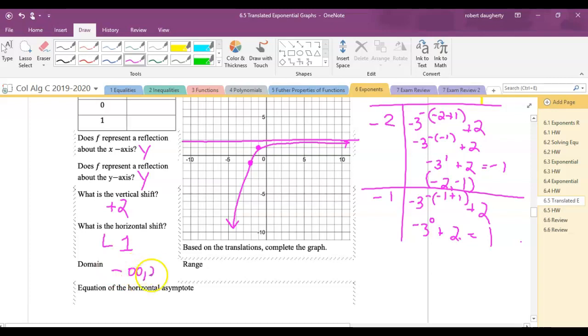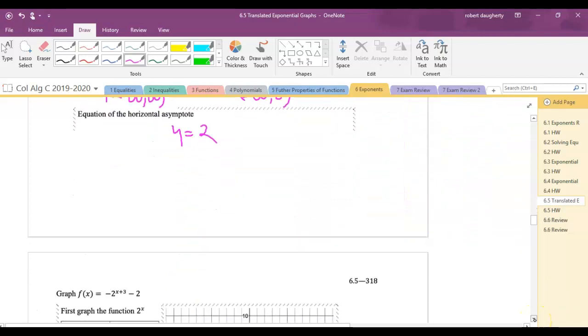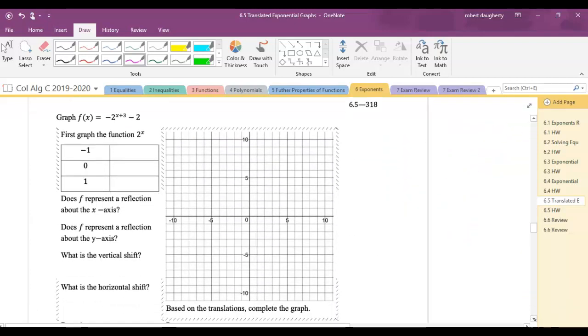So it's negative infinity to infinity for the domain. Negative infinity to 2 is the range. And the asymptote is y equals 2. Pardon me? Yeah, any number to the 0 is 1 except for 0. Okay. So that one didn't feel exactly wonderful. Let's do another one of these guys.